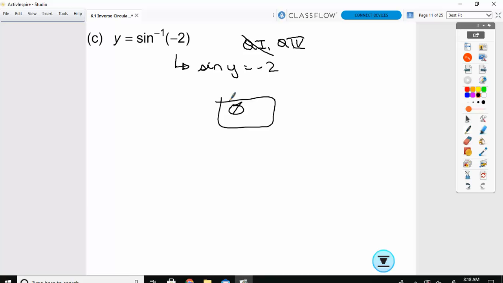So what you have to know is which quadrant you can answer in, and then you will get a single answer on these inverse questions.